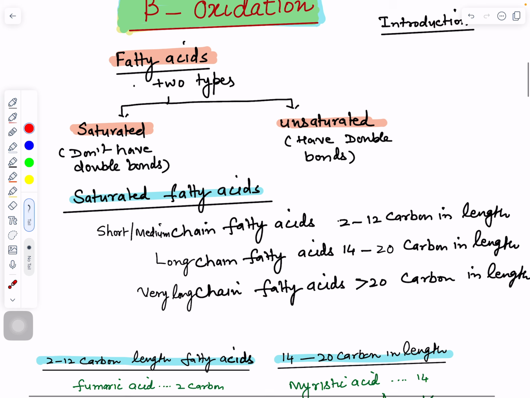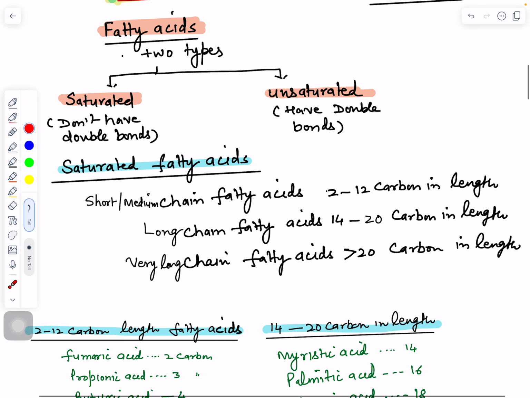Saturated fatty acids do not have any double bonds. If we open the carbon chain like this, there is no double bond, so this is a saturated fatty acid. And if it is unsaturated, it can be like this. This can have a double bond, it can be 1, 2 or 3 double bonds, then it is called an unsaturated fatty acid. Now in this video we will take the example of a saturated fatty acid.